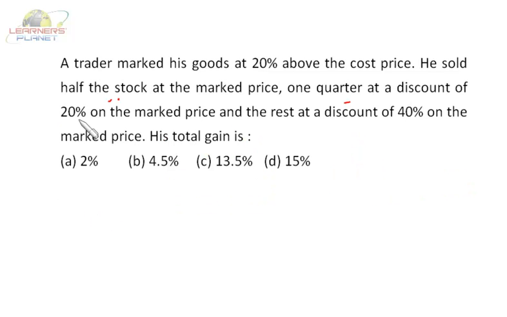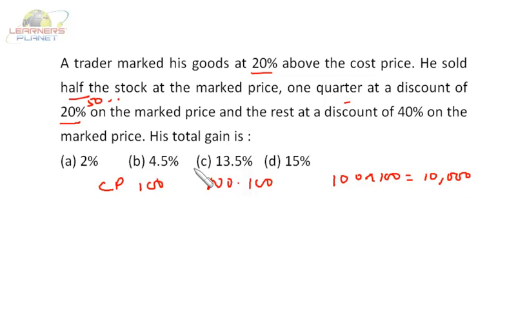Now let's see this interesting question. A trader marked his goods at 20% above the cost price. He sold half the stock, that means 50%, at the mark price, 1/4 at a discount of 20%, and the rest at a discount of 40% on the mark price. His total gain is? Now friends, let's assume the cost price is rupees 100 per piece. We assume that these are articles, so it will be easy for us to calculate. The number of articles is also 100, so the total amount is 100 into 100, 10,000. So 10,000 is the total amount spent by that particular person.